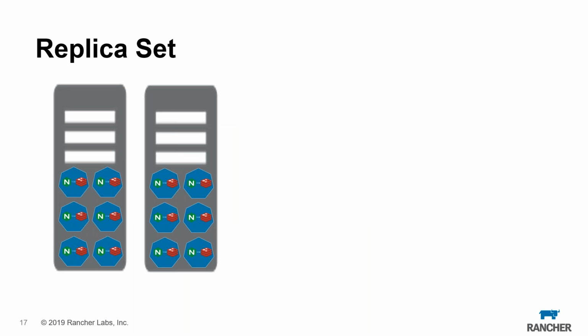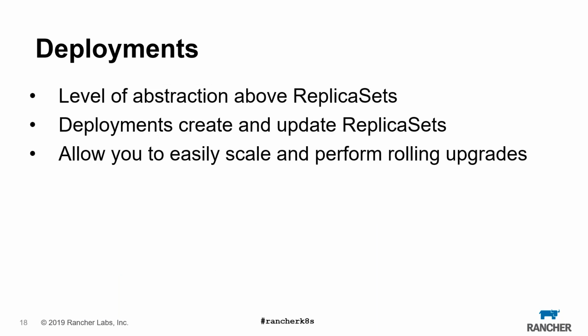So the pod's job is to make sure containers are hydrated. The replica set's job is count. And so we go to the next thing. We have a pod, which is an abstraction on top of a container. We have a replica set, which is a count of pods. Now we have deployments, another level of abstraction on top of a replica set. Deployments create and update replica sets, and it allows us to easily perform rolling upgrades.